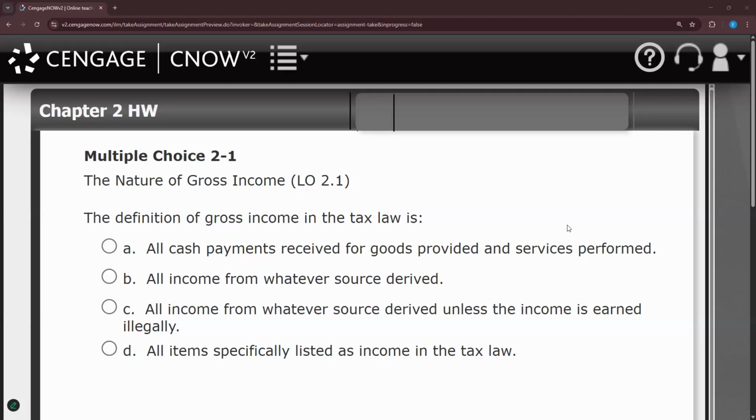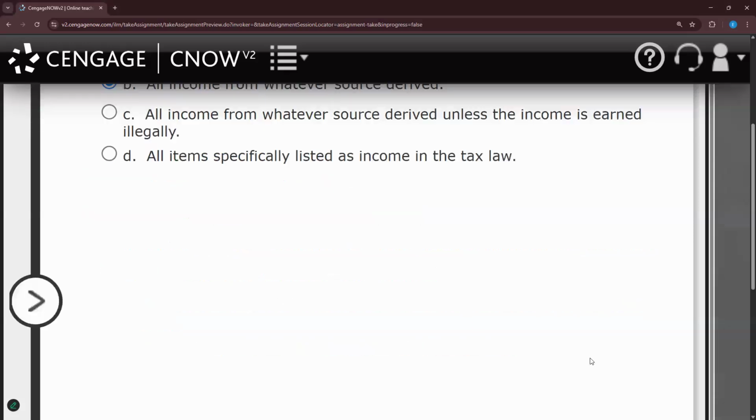All right. And then D states, lastly, all items specifically listed as income in the tax law. So that's incorrect. It sounds like a good answer, but it's actually incorrect. I mean, the tax law is so vast, right? So if they were to basically list every single type of item, no. So what makes more sense is basically just to have a list of exclusions. So as mentioned earlier, unless there's a specific exclusion in the tax law, the U.S. government considers it taxable income. So B is our correct answer.